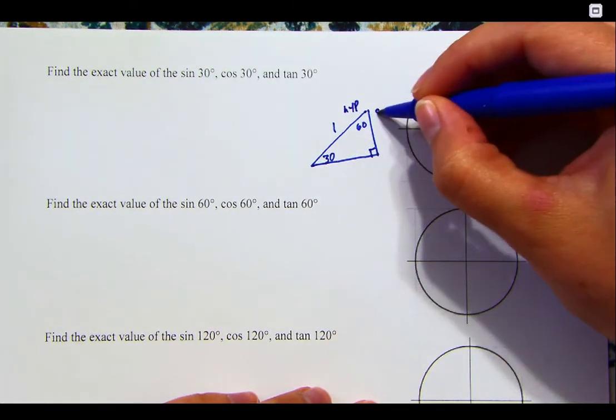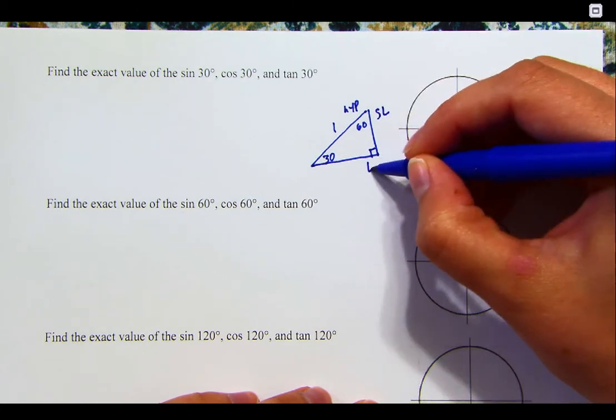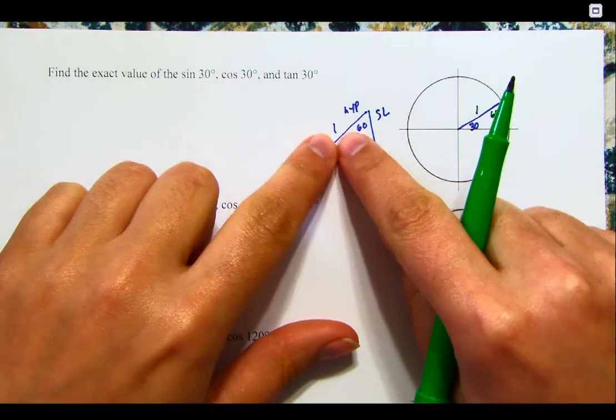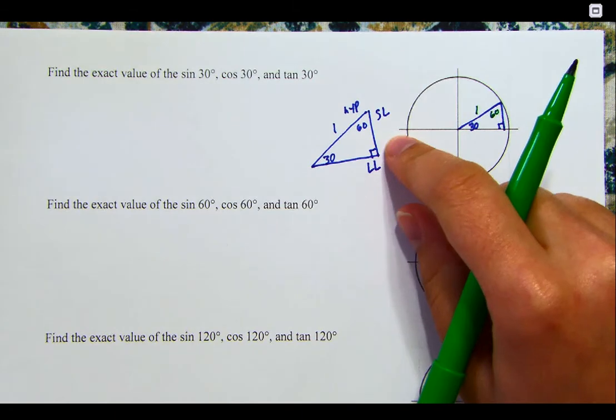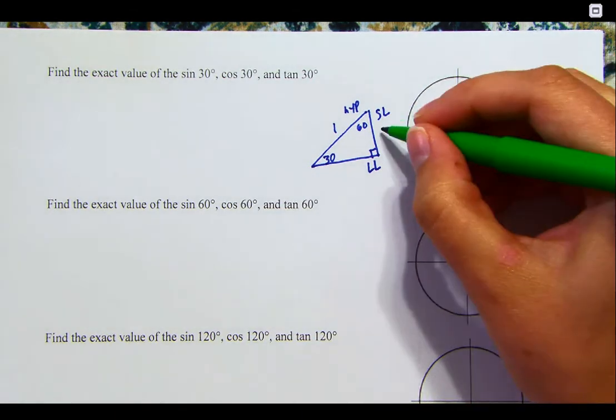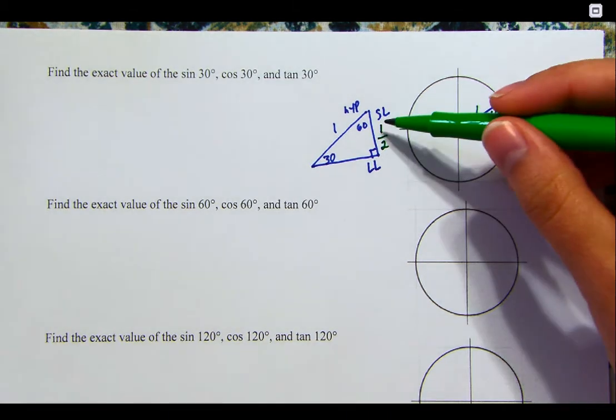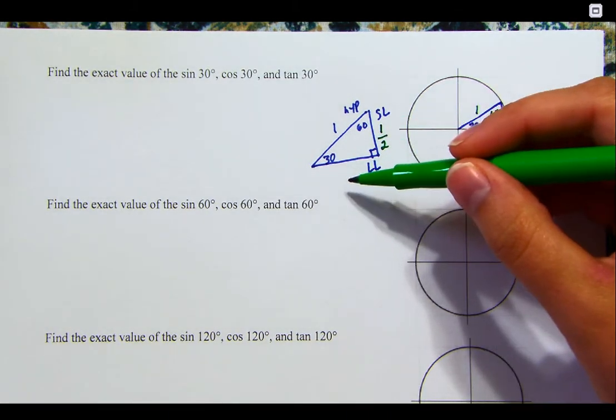Across from the 30 is the short leg. Across from the 60 is the long leg. So we need to find that short leg and long leg. We always have to find the short leg first if we don't have that. To go from the hypotenuse to the short leg, we are dividing by 2. So that means that this will be 1/2. And then to go from short leg to long leg, we are multiplying by the square root of 3.